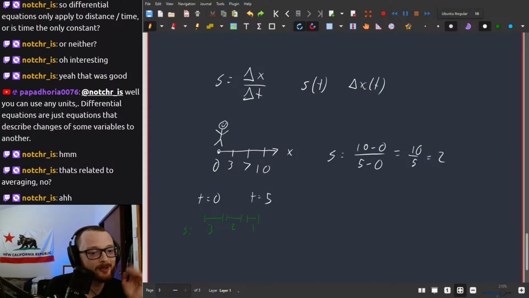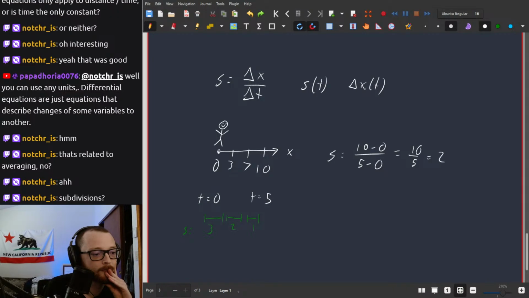We're not averaging. It's not a bad thing to think of, but this isn't related to averages. You could take the average of all these, but it's not related to this. Yeah, we're dividing this up into a bunch of little teeny tiny intervals, and we're measuring the speed on each of those intervals.